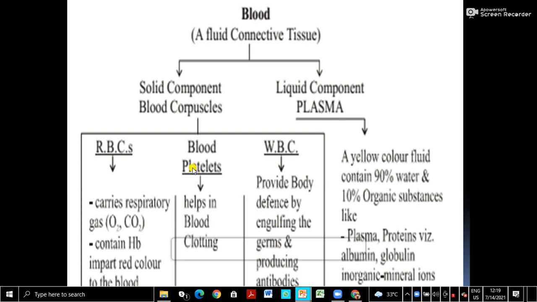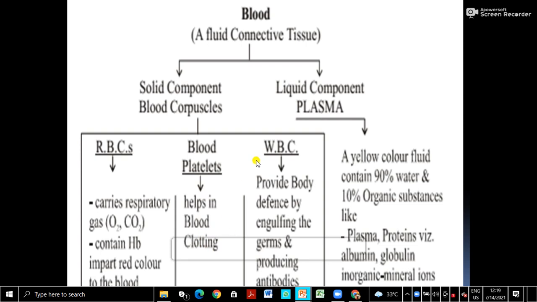Then comes the third component, platelets, blood platelets, which help in blood clotting. Clotting means blood solidifies or thickens when a wound occurs. So further bleeding is stopped. That is why we are saved from bleeding. If the blood cannot clot, then even with a minor injury, so much blood can be lost from the body and it is dangerous. Normally that doesn't happen because the platelets have certain factors which help the blood in clotting when a wound occurs.